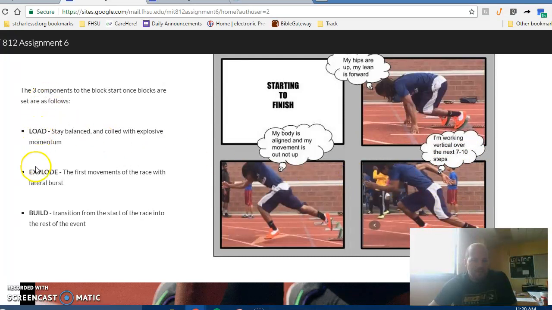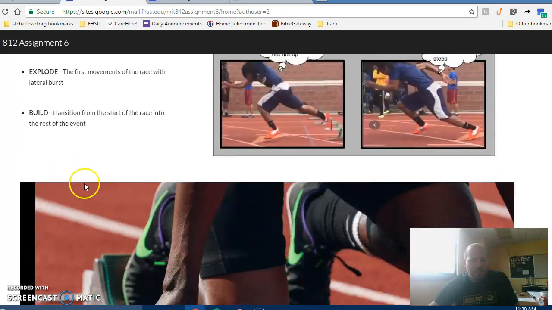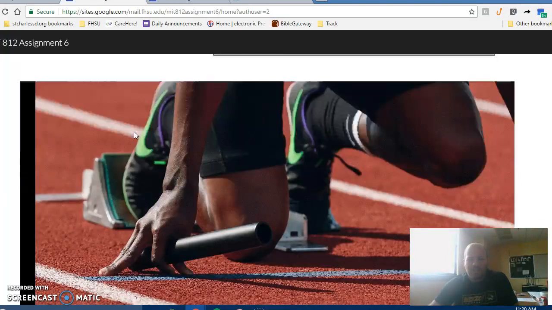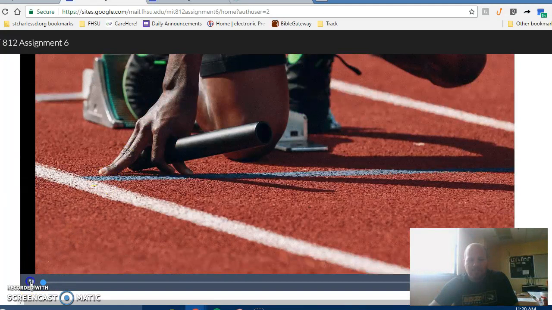So we've got the three components broken down: load, explode, and build, and then what those areas are without being overly wordy. The load is stay balanced, coiled with explosive momentum. The explode is so on and so forth, and then the build is the transition. So that's just a description of what they're seeing over here, and some more repetitive vocabulary so that they can get those things in their mind.